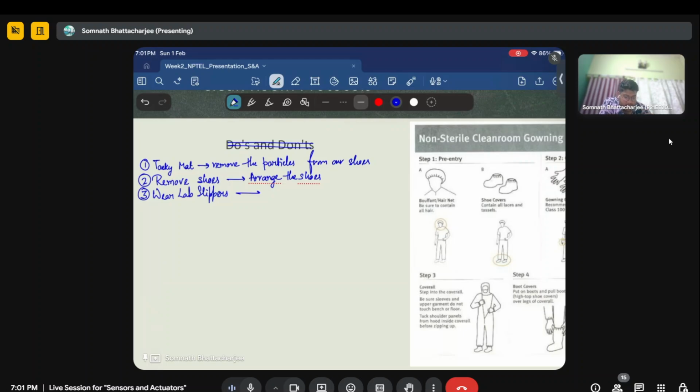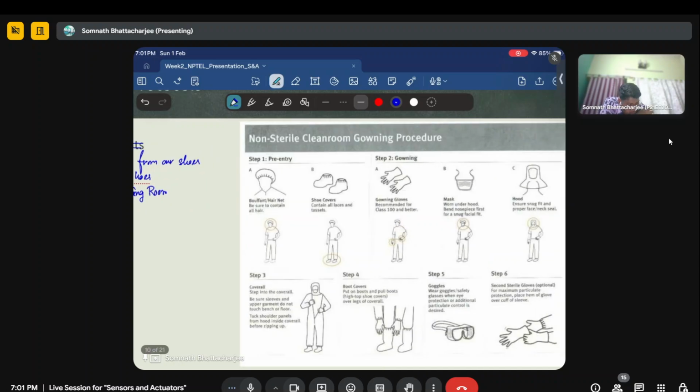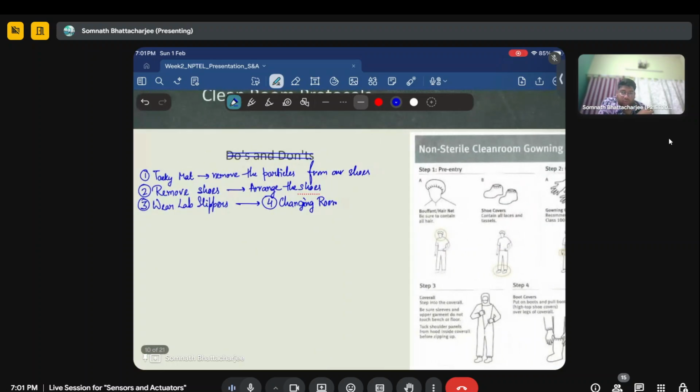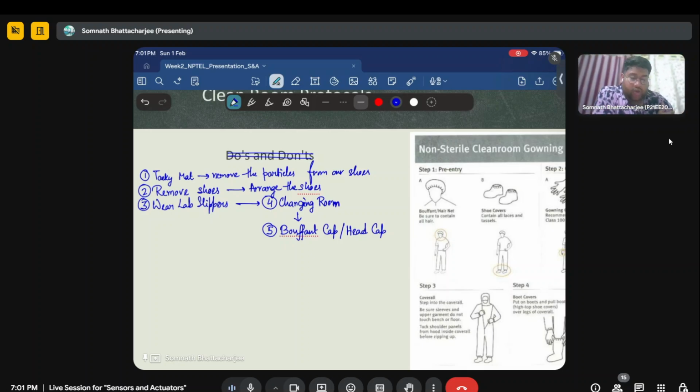Then after that you enter inside a changing room. I don't exactly remember the name, but the room also has a specific term. So you enter that room, and in the changing room what you first do is wear this cap, or you can say the head cap. First, you need to cover your hair so no hair particle falls off.